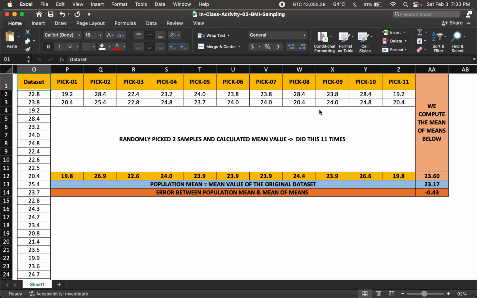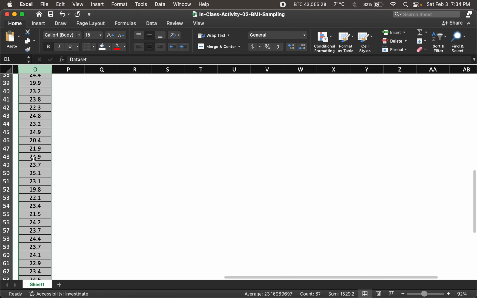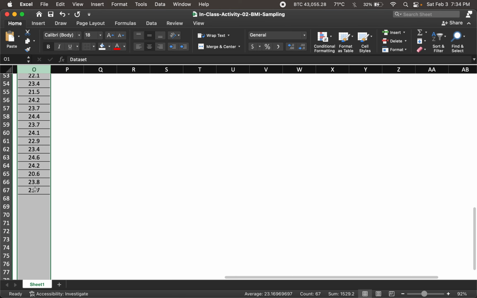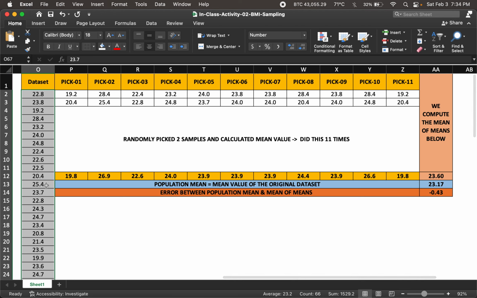What we've got here is a proof of concept that by increasing the number of samples we could actually get a better estimate of the population mean. So what we've got here in column O is a data set, and these are in fact BMI values for 67 people, right? So we could always select our column and see what is the count. It turns out to be 66.